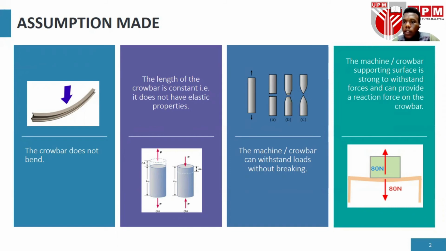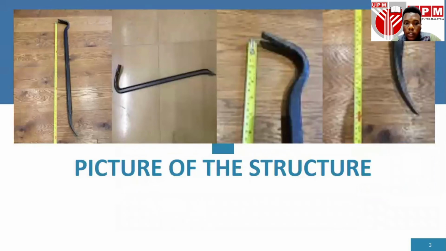And lastly, the machine or crowbar supporting surface is strong to withstand forces and can provide a reaction force on the crowbar. If you use crowbar at a sand, it cannot break apart things because the sand surface does not produce the needed reaction force on the load. As we can see, this is the picture of the crowbar. This is the full picture of the crowbar. And this is the top part, and this is the lower bottom of the crowbar.